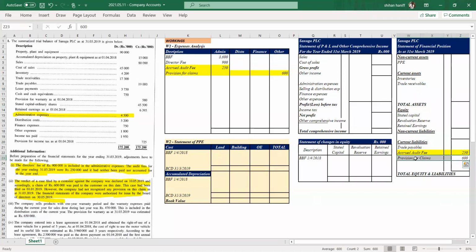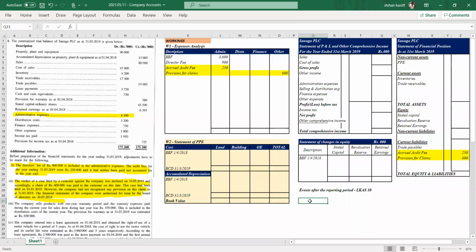Right, so I'll explain again. Now this is a transaction which occurred after the financial year end, and these are called events after the reporting period. Events after the reporting period is LKAS 10. According to LKAS 10, there are adjusting events and non-adjusting events.